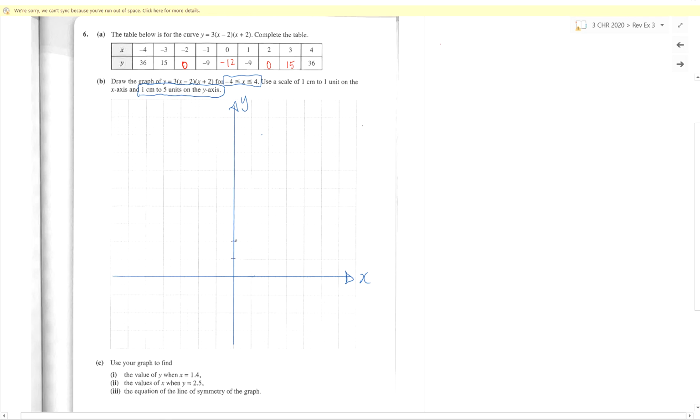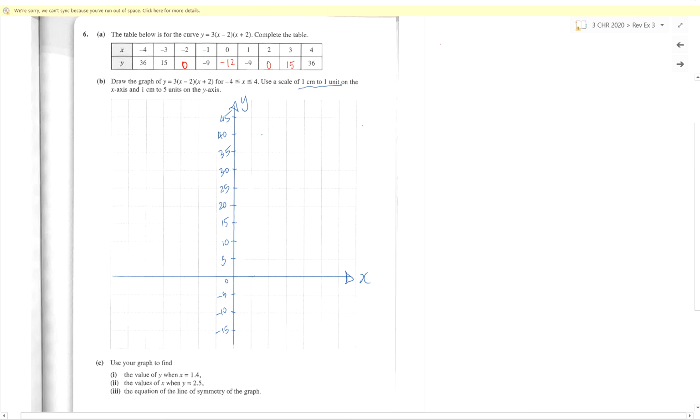Every 1 cm represents 5 units. So we need to draw these dashes. And we have to draw the dashes at the bottom also. So level 5, level 10, level 15, level 20, 25, level 30, level 35, level 40, level 45. So it's like an elevator going up, elevator going down. So you got level -5, -10, -15. On the horizontal x-axis, they want us to use 1 cm to represent 1 unit.